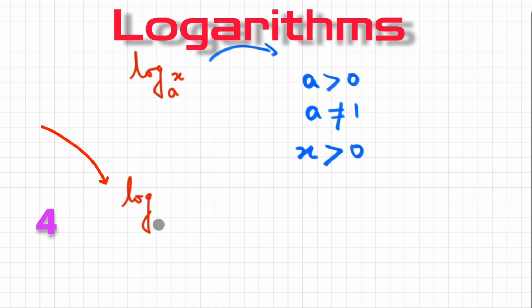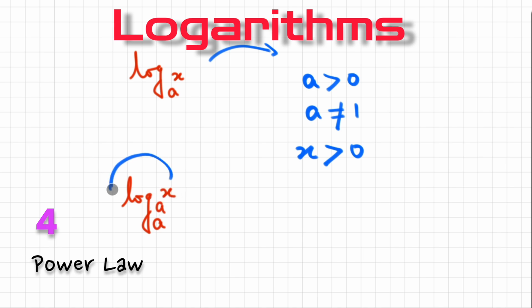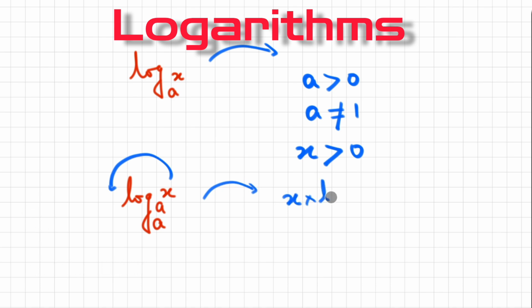Okay, now come to the rule 4. This is known as the power law. So if we have power x, this power will go to the front. So it can be written as x into log a a. And we know that log a a is equal to 1. So it will be equal to x.